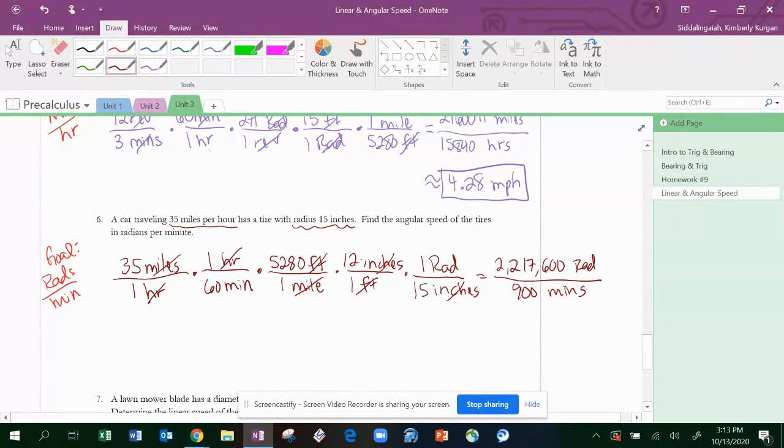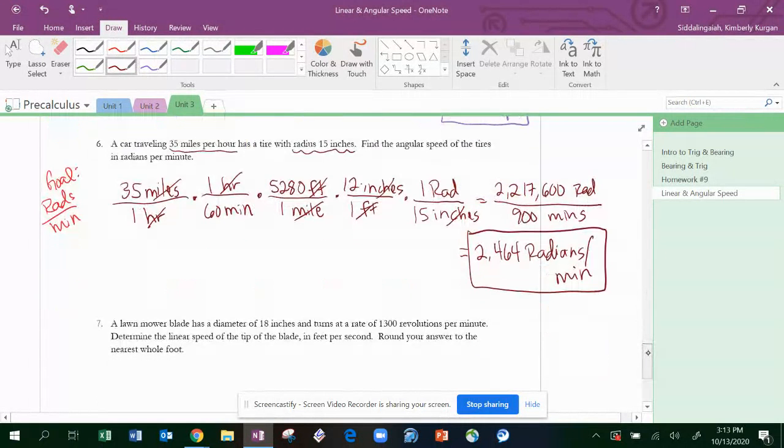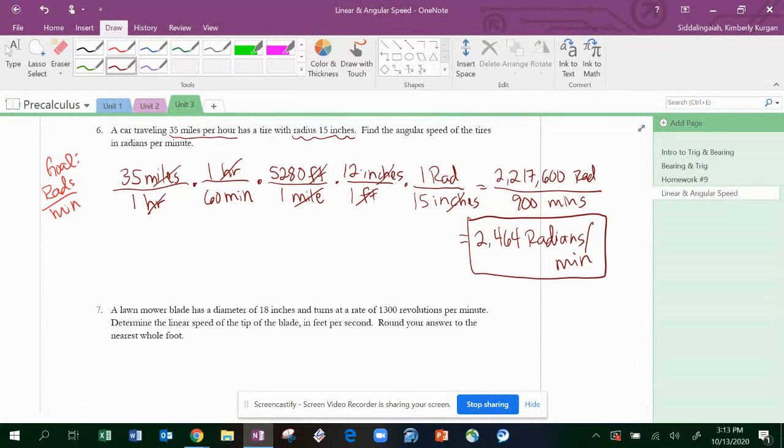Let me actually divide those numbers. That 2 million number divided by 900 is going to get me 2,464 radians per minute. That's spinning pretty fast. If you think about it, one revolution is 2 pi, which is about 6.28. So this is going much, much faster.